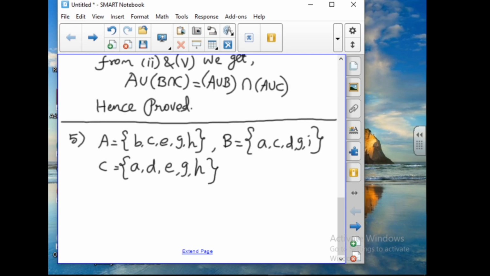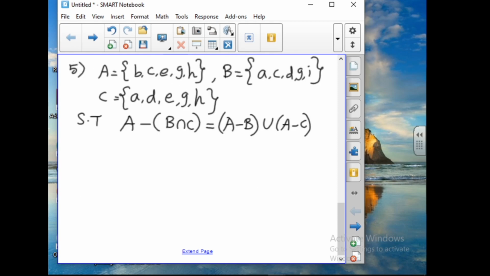We show that A difference B intersection C is equal to A difference B union A difference C. This one we want to check. First we take the LHS, left hand side. On the left hand side it is given A difference B intersection C. First we have to find what is given in the brackets, so first we should find B intersection C.